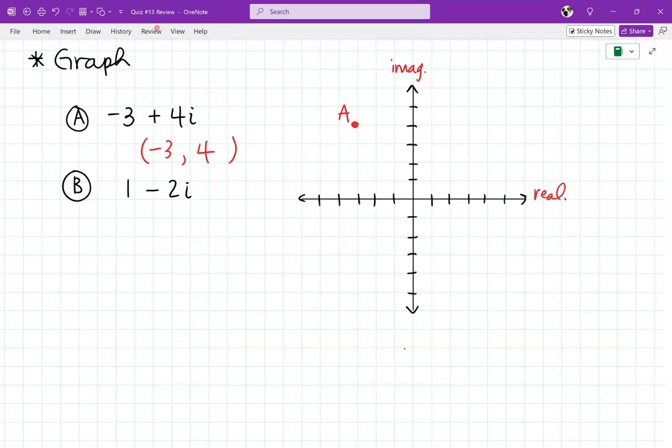Okay, what's the point for part B? 1, negative 2. All right, so 1, negative 2, that's down here, and that's B, and that's it. Okay, that's all the effort it takes to do these problems. It's not hard. Just convert it into a point and graph it. All right, do not connect the dots. Remember I told you, complex numbers are not lines, they're not curves or anything like that. They're just dots. Okay, so just put the dots there and we're good.